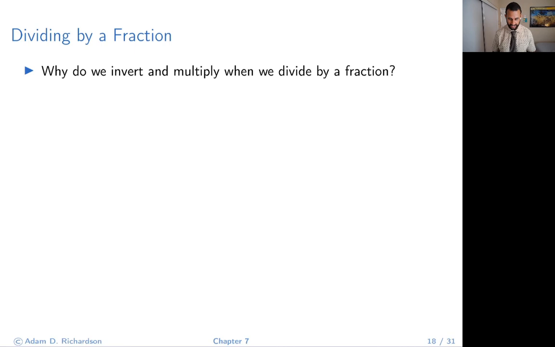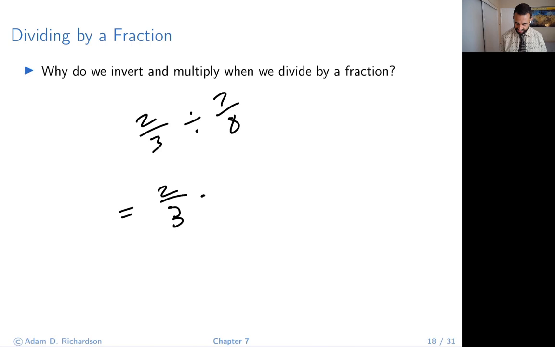For dividing by a fraction, why do we invert and multiply when we divide by a fraction? Why is that? So let me give you an example here. If I wanted to do something like 2/3 divided by 7/8, I'm sure all of you are told, oh, you just flip the second one and then multiply, right? Everyone knows that this is 2/3 times 8/7. Whoa, 8/7. Which is going to give us 16 over 21, right? Okay, why? Why did we do that? Why do you just say, oh, instead of division, just do multiplication instead, but flip one of them? Why does that work? We have to be able to make sense of that.